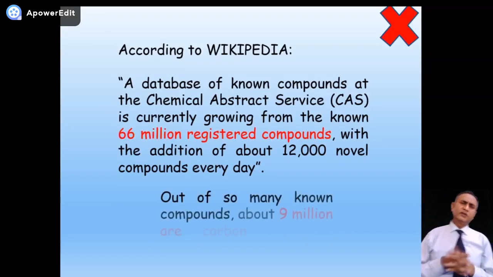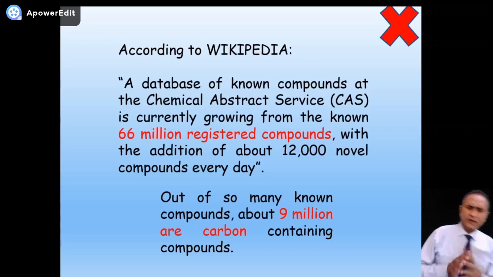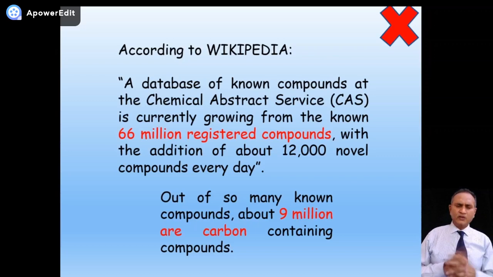According to Wikipedia, let me tell you one thing. Whenever you see a cross at the right top, it means this slide is just to provide extra info. No need to learn it. So according to CAS, Chemical Abstract Service, there are about 66 million compounds. Out of 66 million compounds, 9 million compounds are carbon compounds.